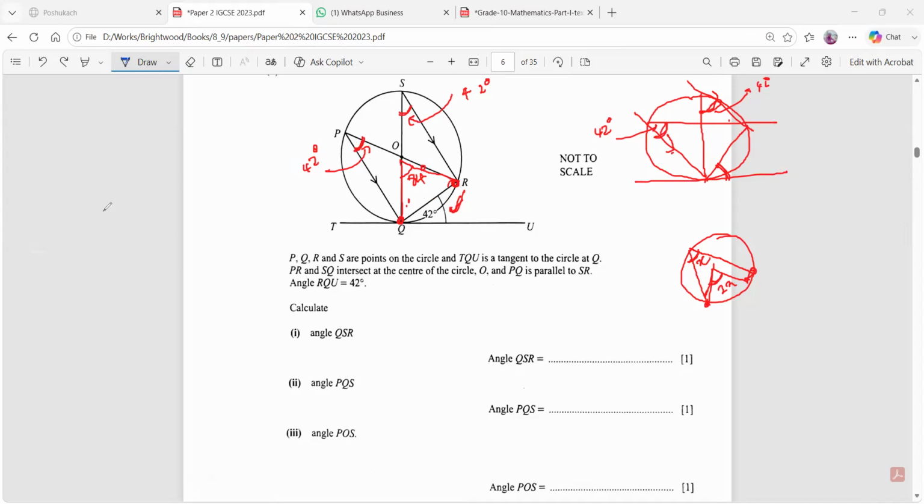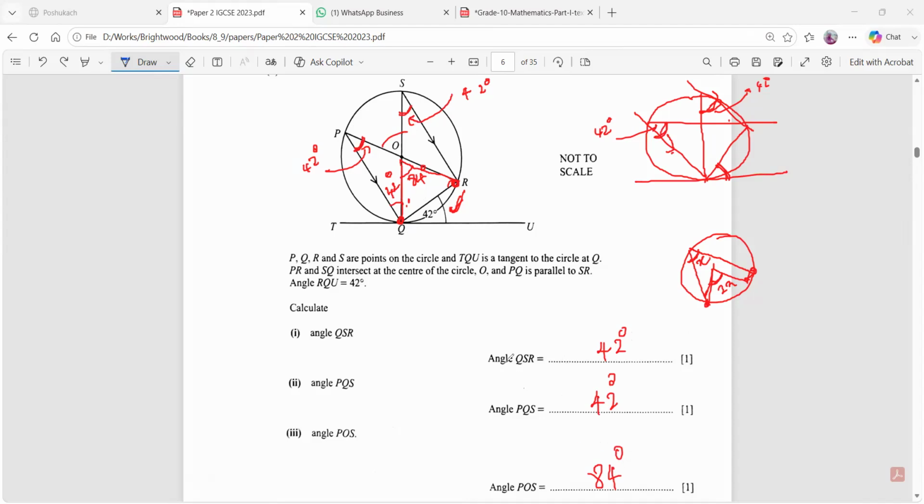What is the theorem actually? There are three theorems I wanted to write. Okay, we will write firstly. Now first of all, write the answers. Angle QSR. QSR, show me. QSR is 42. Angle of PQS. PQS. Okay. What should be there? PQS also, if this one is 42, okay, they are having same segment. This one also should be 42. It's also 42. And POS, it's double. This one, it's actually double. It's 84.